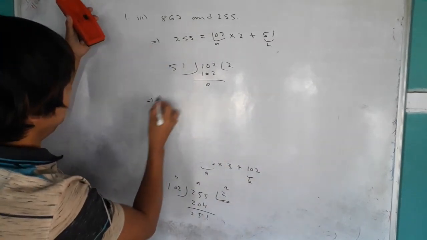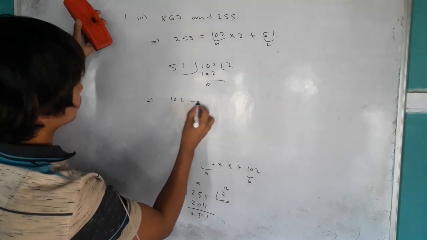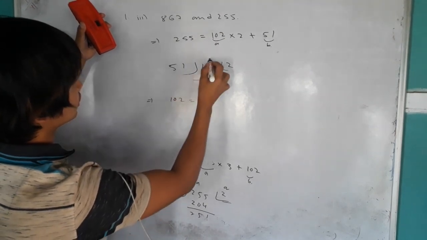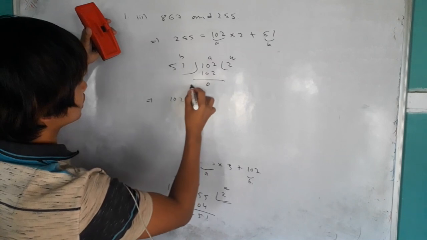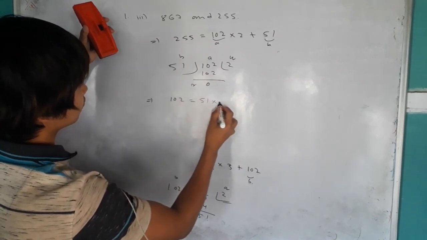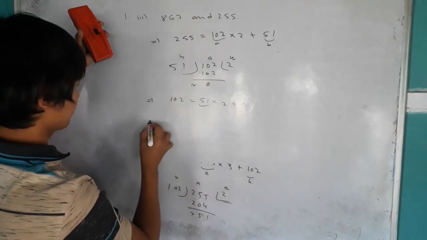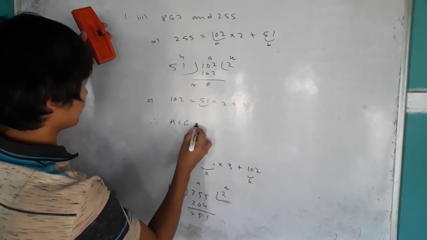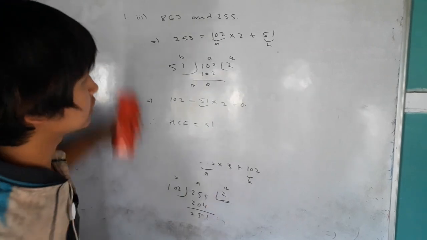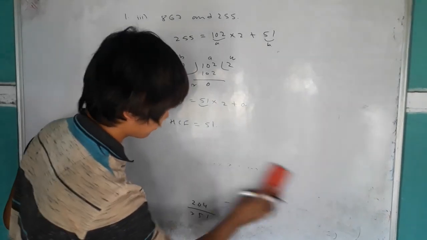Using Euclid's division lemma, what happens? 102 equals 51, this is a, this is b, this is q, this is r, into q is 2 plus remainder is 0. This will be the HCF. Therefore HCF will be 51. The answer is done, okay.